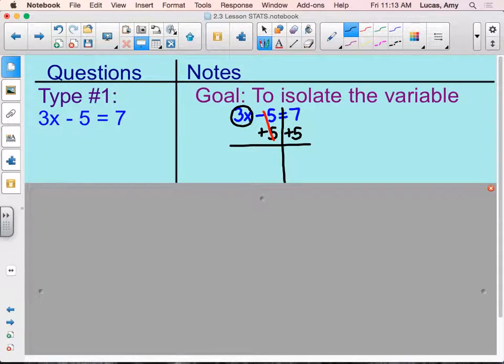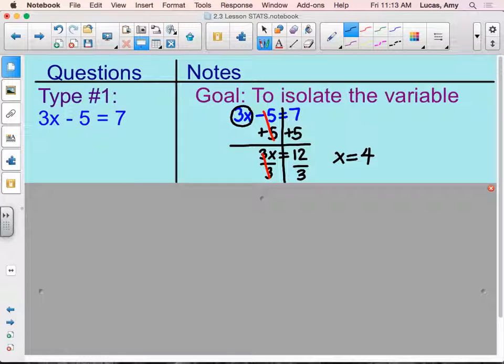And then it's gone. Now I'm going to bring down that 3x, only now it's equal to 7 plus 5, which is 12. Now I've got a one-step equation. I have 3 times x, because the number is right next to the variable, they're multiplied. So I know the inverse of multiplying is dividing, so I'm going to divide each side by 3. So dividing by 3 gives me x equals 12 divided by 3, which is 4.